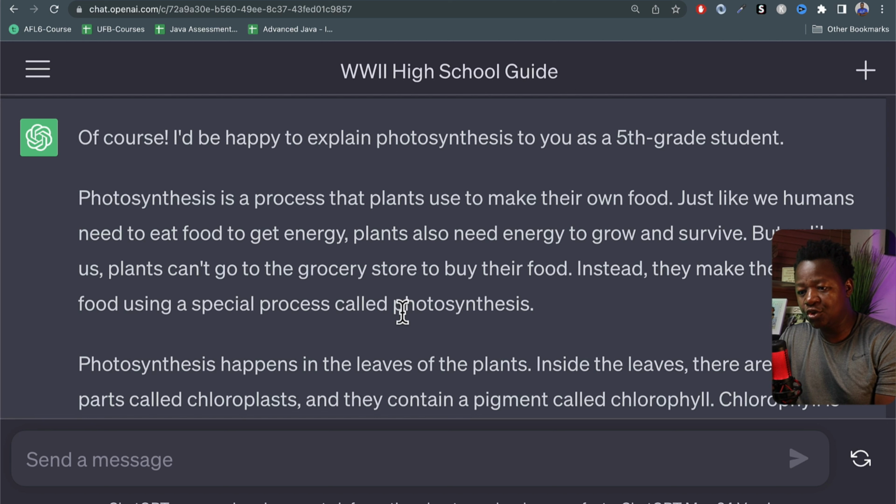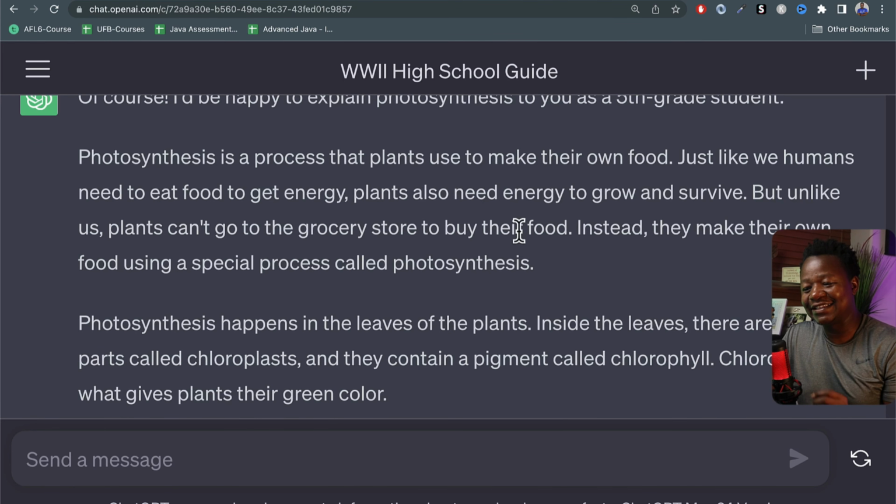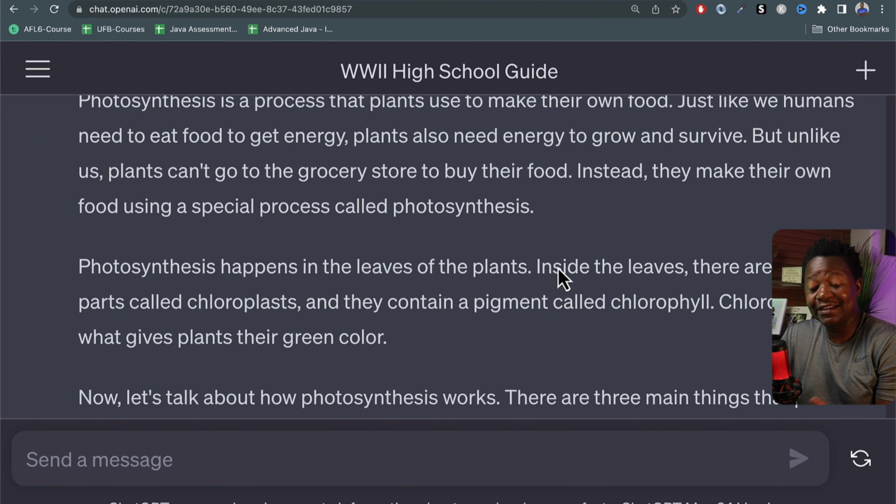"Just like we humans need to eat food to get energy, plants also need energy to grow and survive. But unlike us, plants can't go to the grocery store to buy their food. Instead, they make their own food using a special process called photosynthesis." That's very cool. That's really, really great. I like this analogy. And it's great because it's for a 5th grader.